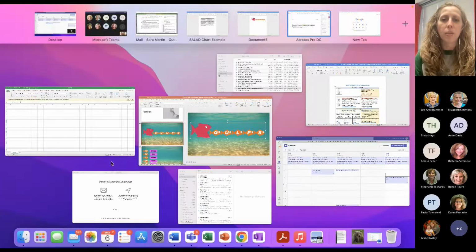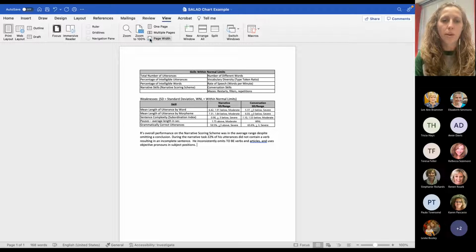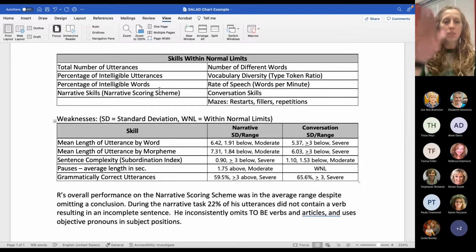And then I got tired of writing it all out in a narrative. Let me see if I can zoom in a little bit here so you can see this better. There you go. So I got tired of writing it in a narrative, and so I developed a chart. At the top of the chart, it has all of the skills, and then I just delete out what they do incorrectly or what they are not within normal limits with. And in the second one, it's just their weaknesses, and I put in their weakness and how it was in the narrative and how it was in the conversation, so you can compare.